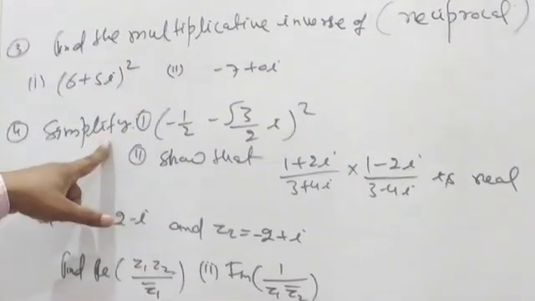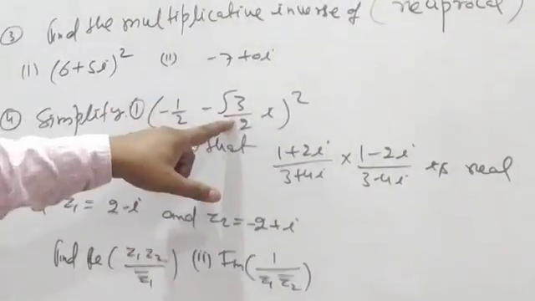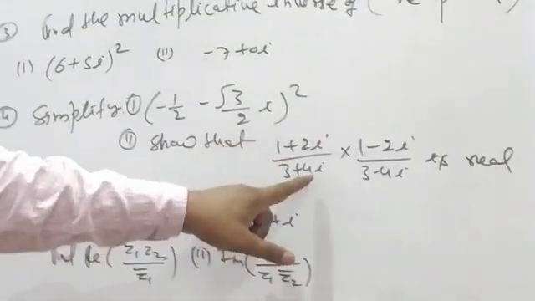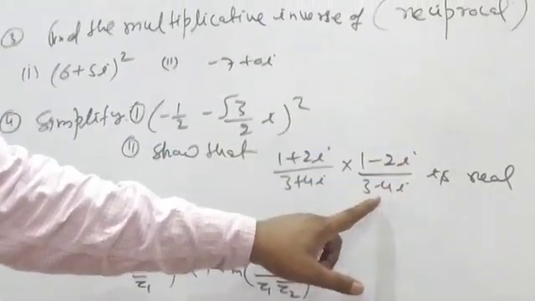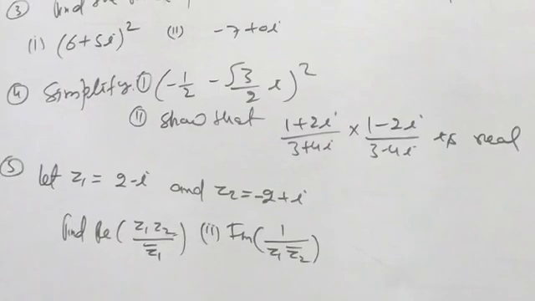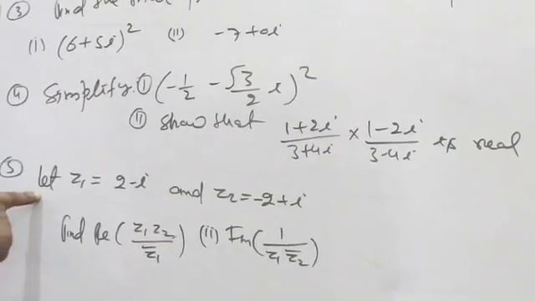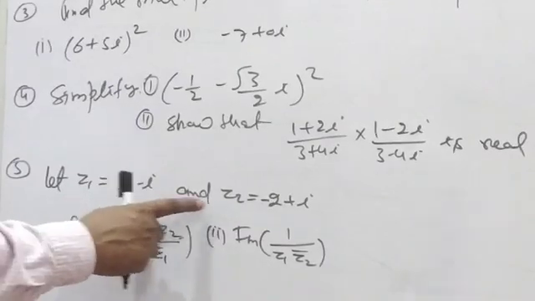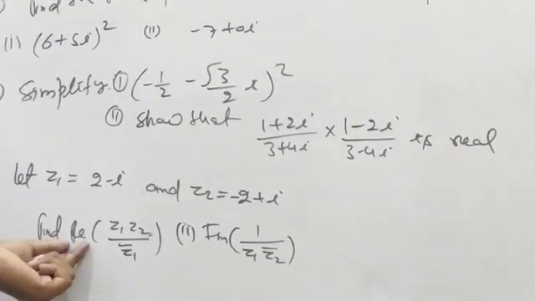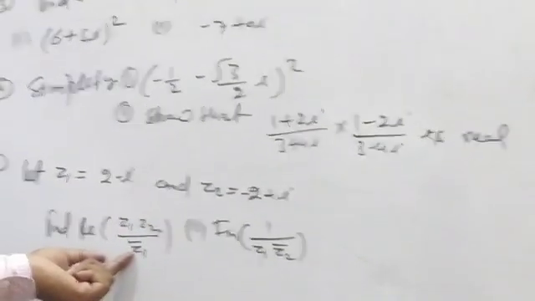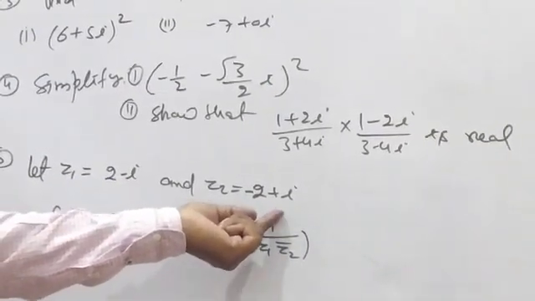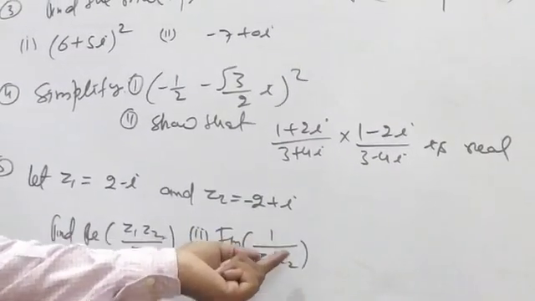Question number 4, simplify minus 1 by 2 minus root 3 by 2 i whole square. And second part, show that 1 plus 2i upon 3 plus 4i into 1 minus 2i upon 3 minus 4i is real. Clear? Real means there is no i. This is the last question. Let z1 is equal to 2 minus i and z2 is equal to minus 2 plus i. Now find the real part of z1 into z2 upon conjugate of z1. In the second part, the imaginary part of 1 by z1 into conjugate of z2.